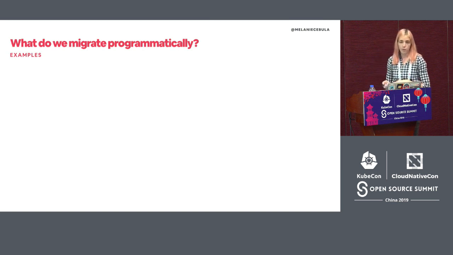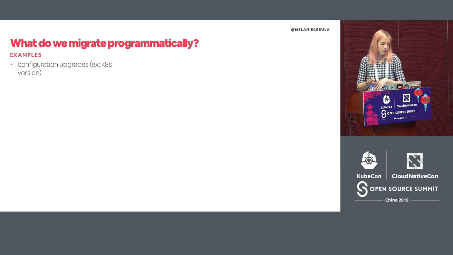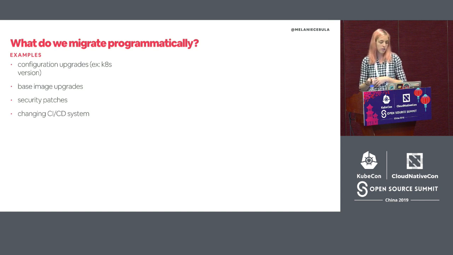So that's really powerful. We're not asking the developers to do it. We're just doing it automatically. And so what can we do automatically? Like what Kubernetes version you're using, that can be automated. Base image upgrades, like for security patches, we can do that programmatically.